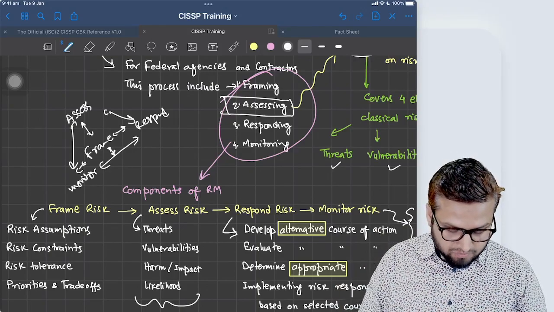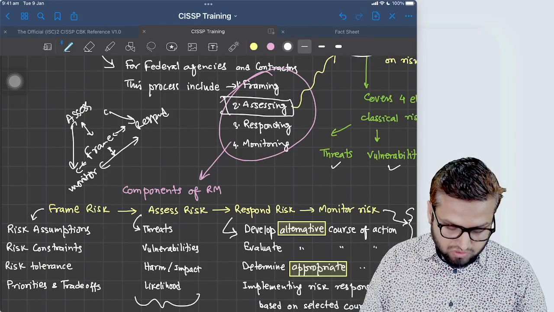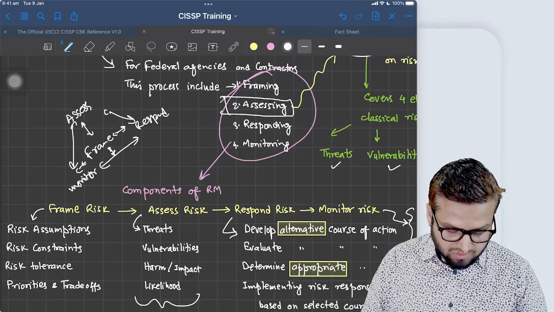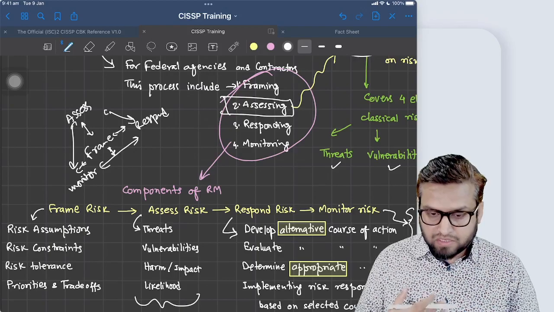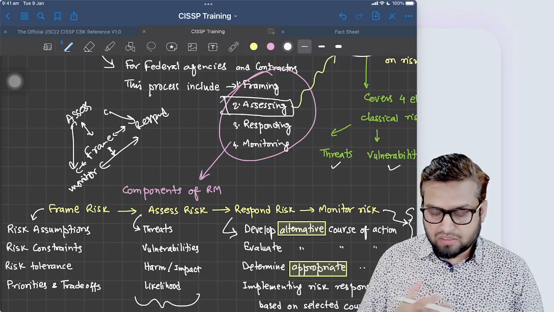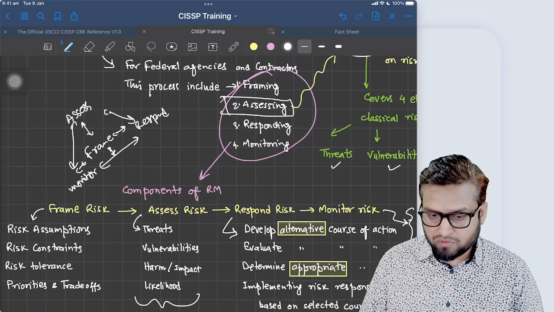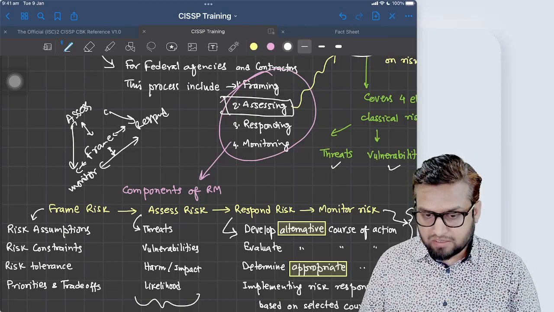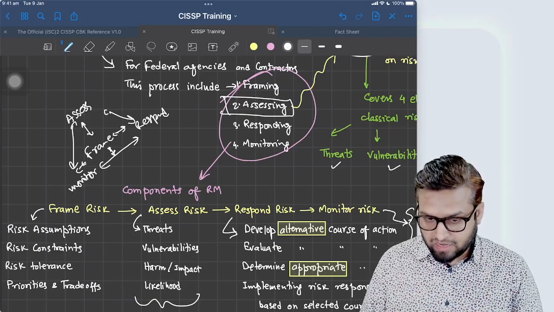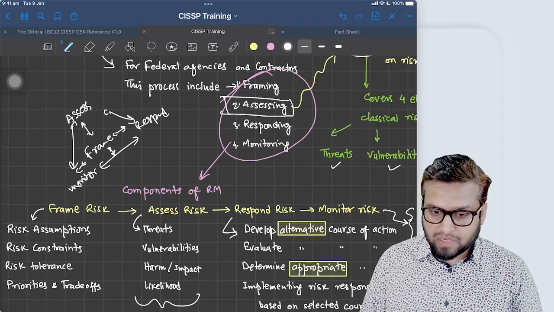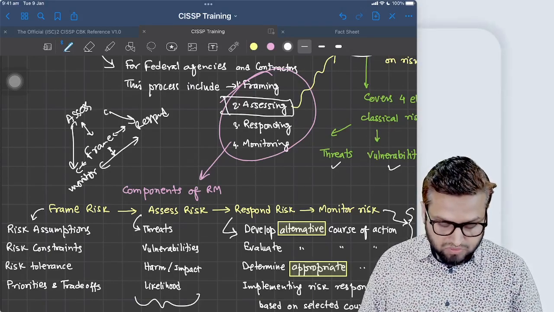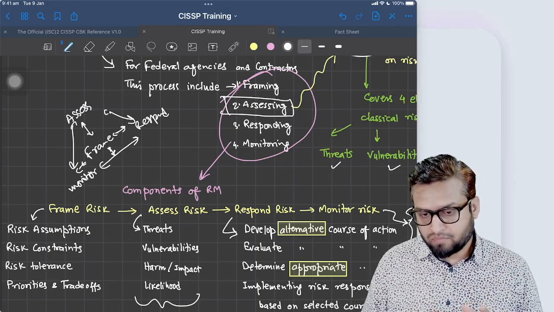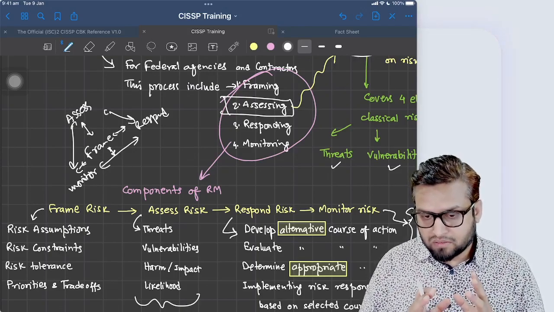So I already explained that first what we do, we frame the risk. Framing the risk means thinking about the risk from its assumption and constraint point of view. So what are the risk assumptions we are taking in? What are the constraints? How much tolerance do I have for the risk? What are the priorities and what are the trade-offs? So this will actually provide a frame for further risk assessment.